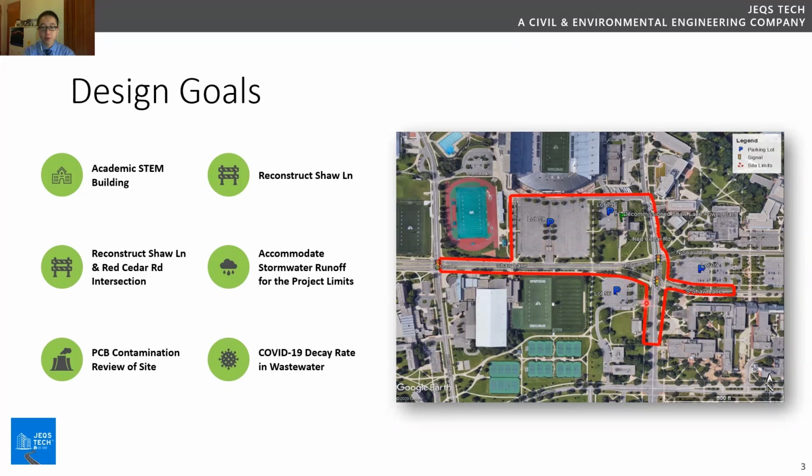Included with this project, we'll also be designing a storm sewer system, which will be able to accommodate a 10-year storm event, and a retention basin design that will also be able to accommodate a 100-year storm event. On the environmental portion of the project, we have a PCB contamination review of the site, as this used to be an old decommissioned Shaw Lane power plant, as well as conducting some research on the COVID-19 decay rate in wastewater, as this is a pretty hot topic in 2020.